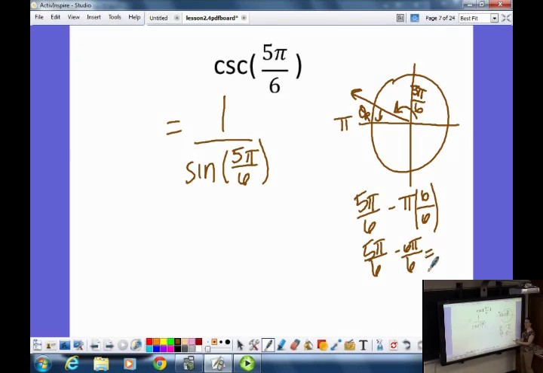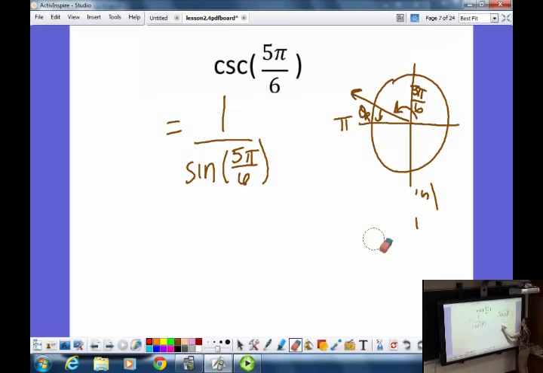Does this give us a positive or a negative angle? Negative. So this is not what we want. We want to switch the order up because we're going counterclockwise. So this reference angle is going to be a positive angle. So which order would the subtraction go in? Pi minus 5 pi over 6.